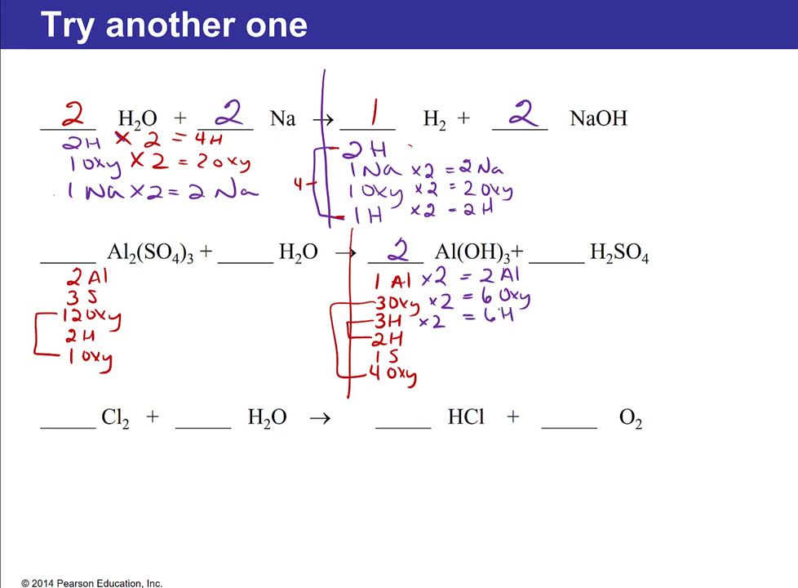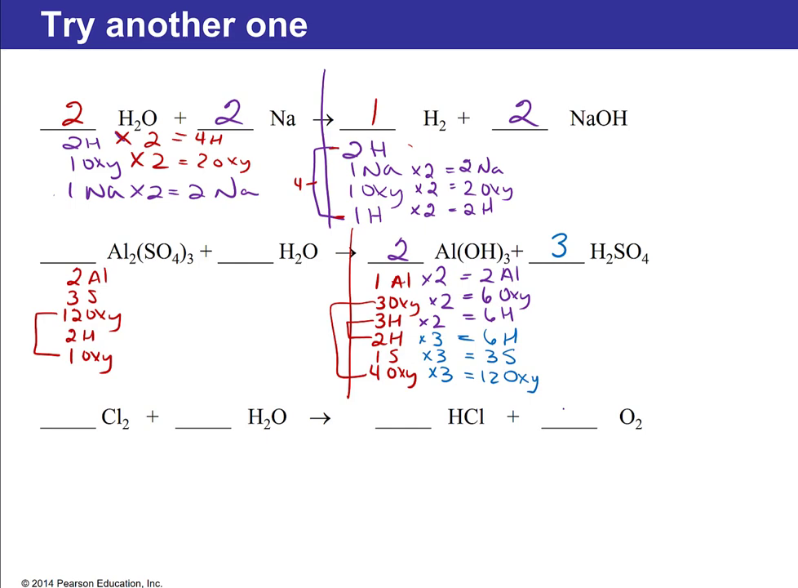So sulfurs are found 3 on the reactant side, 1 on the product side. So I'm going to have 3. So this will need to be a 3. So that means all of this is multiplied by 3. 6 hydrogens, 3 sulfurs, 12 oxygens. So aluminums are 2 and 2, they're balanced. Sulfurs are 3 and 3, they're balanced.